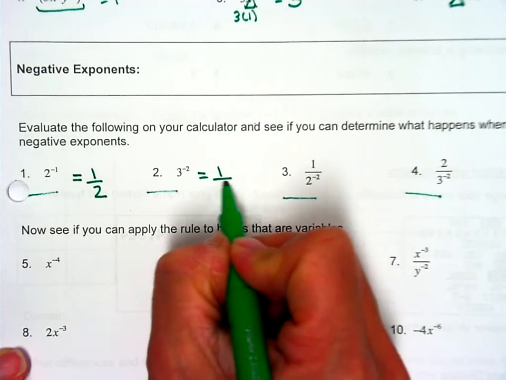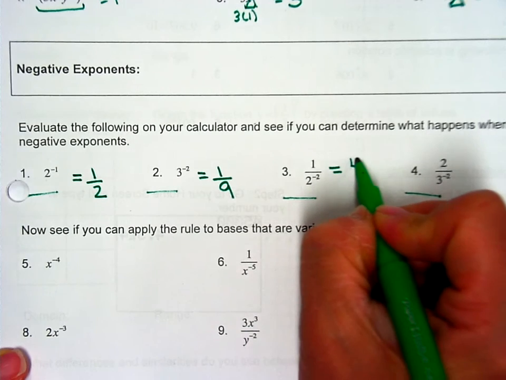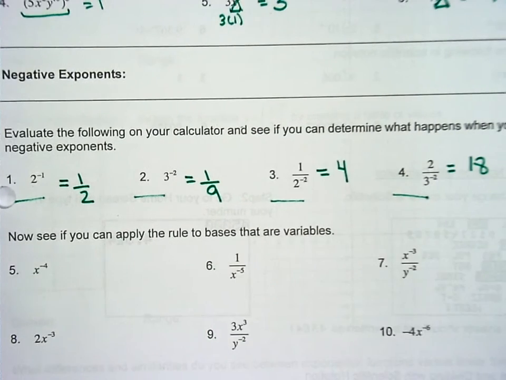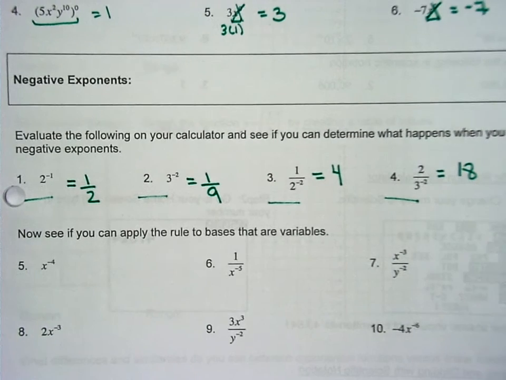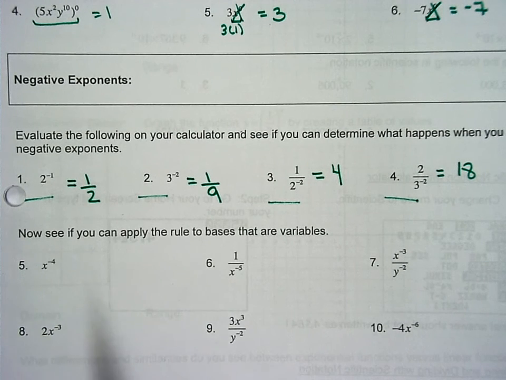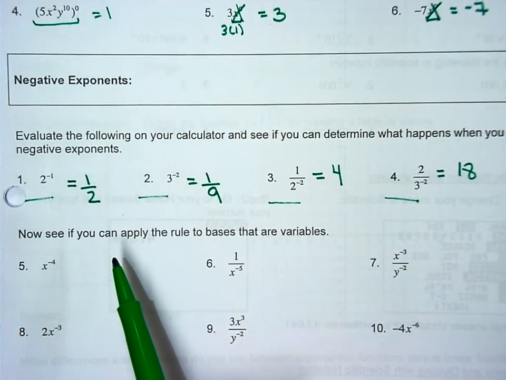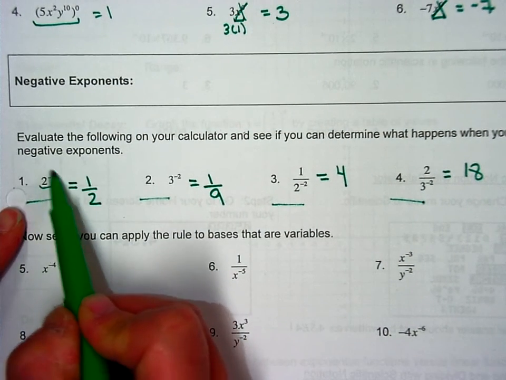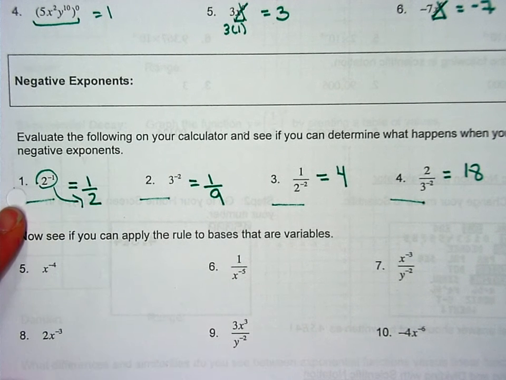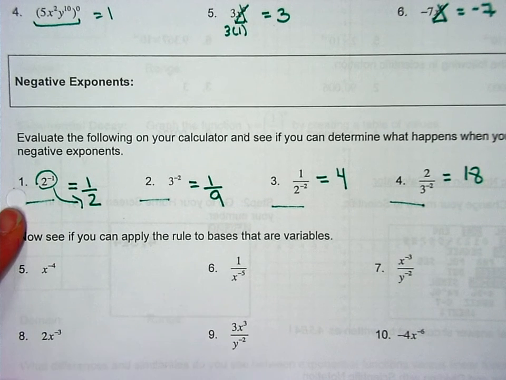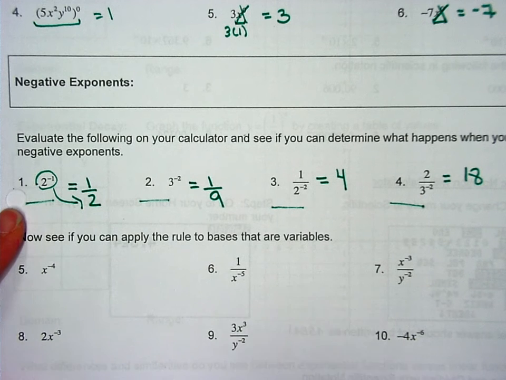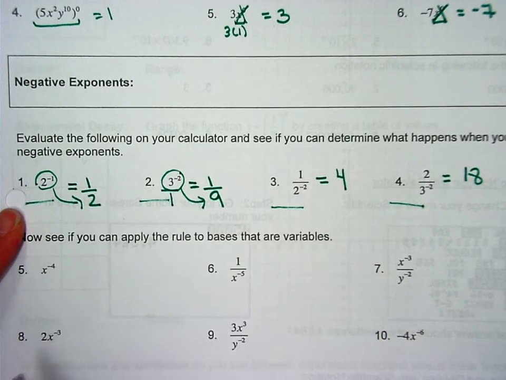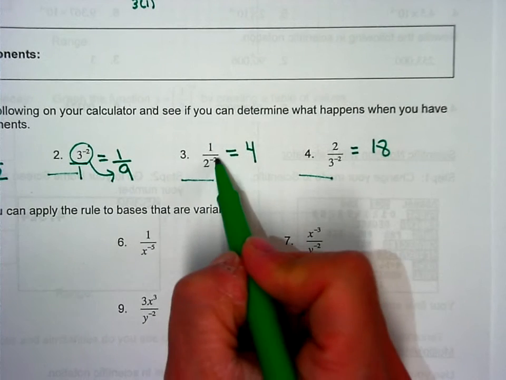Okay. So what you should have gotten on the calculator, this should give you 1/2, this should give you 1/9, this is going to give you 4, and this should give you 18. What happens when you have a negative exponent is, notice the number does not become negative. It has nothing to do with the sign of the number. What happens is this number ends up going to the bottom of the fraction. Or another way to think about it is it flips places where it is. So think of this like this. So this ends up going to the bottom. 3 squared is 9. Here, this ends up going to the top.